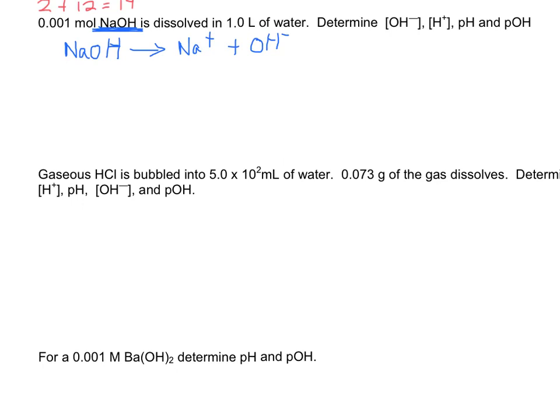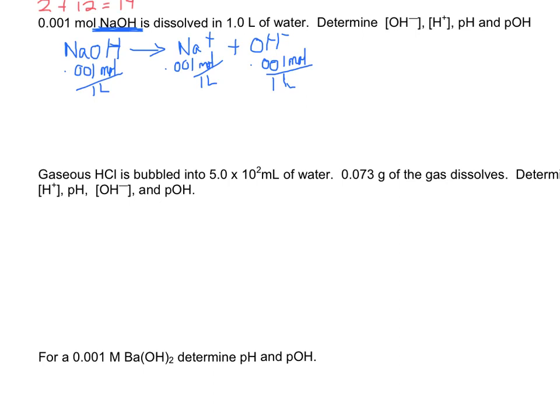So I have 0.001 moles per liter, so 0.001 molar basically, of NaOH. Since this is a 1:1:1 ratio, then that means that this is also 0.001 moles per liter. And again, only because it dissociates 100%. You wouldn't be able to do that with a weak acid or a weak base. And again, this would be 0.001 moles per liter as well.